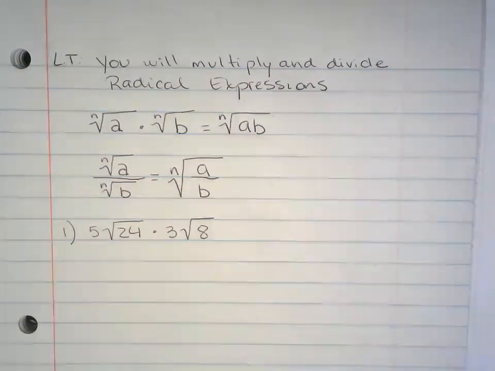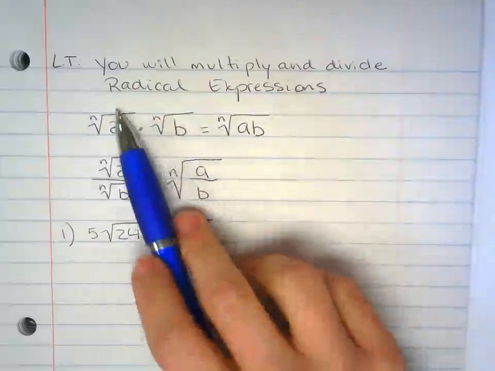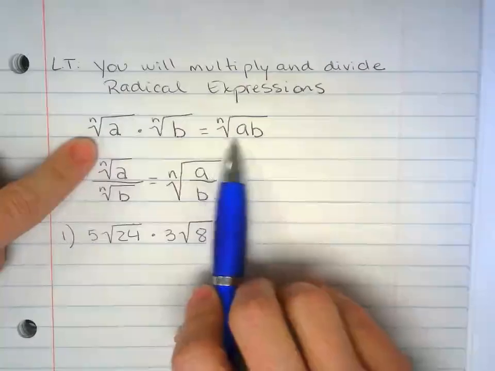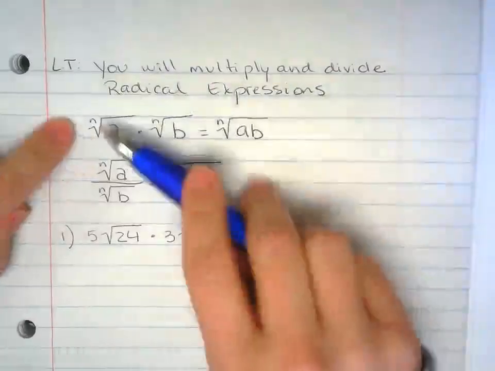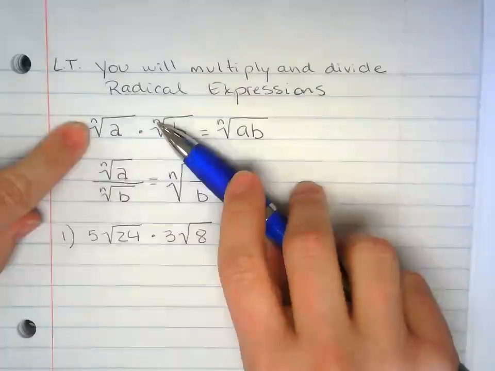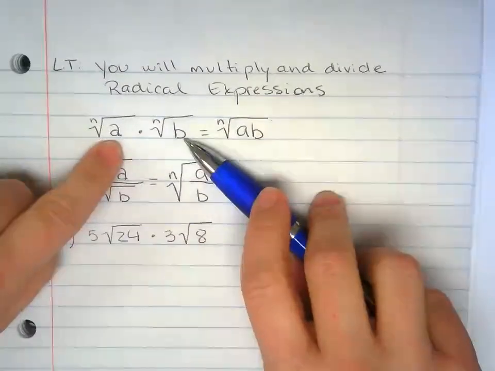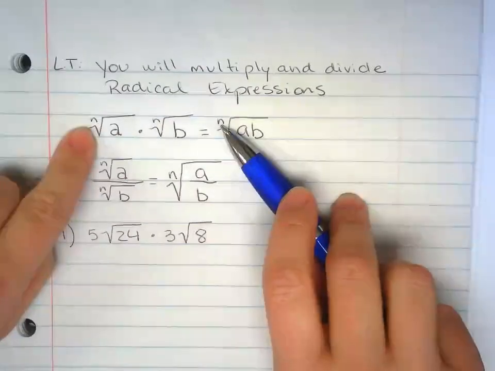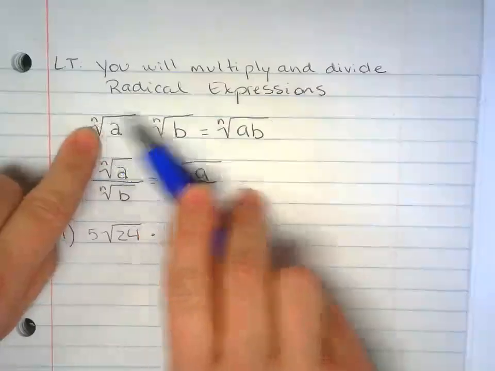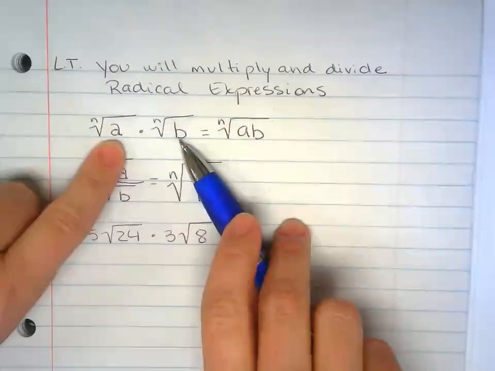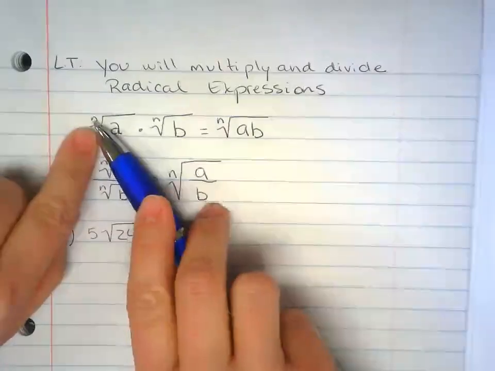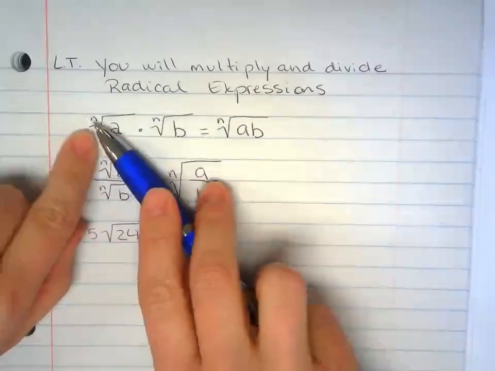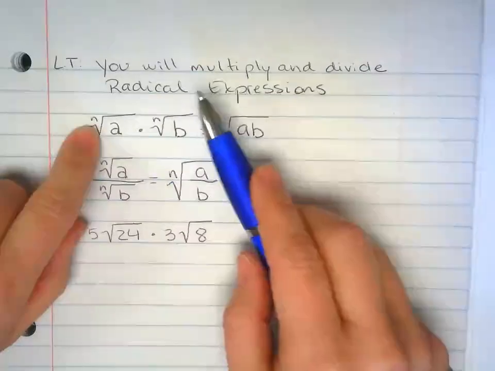Learning target: you will multiply and divide radical expressions. So what this bunch of nonsense means, don't get scared with all the letters, is that if the index is the same, you can multiply the radicands and get that. As long as the indexes are the same. If this one was 2 and this one was 2, then I could multiply A times B and get that. But if you had 2 and 3, then you can't do that. That's a big no-no. If you had 3 and 3, yes, but again, they have to be the same.